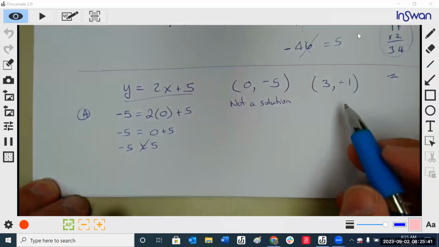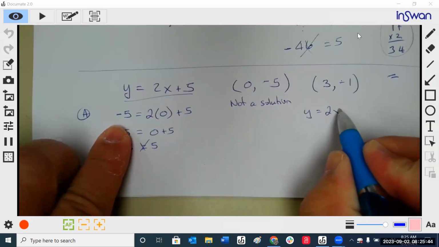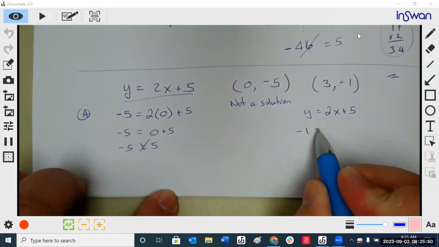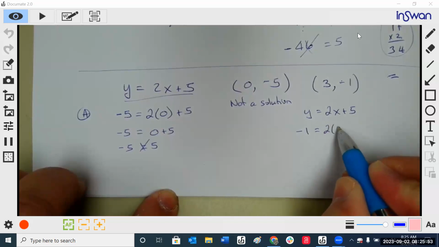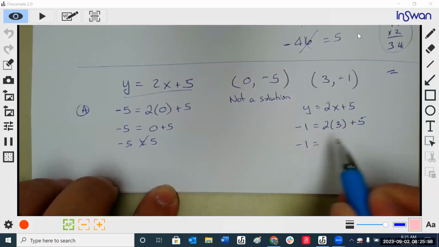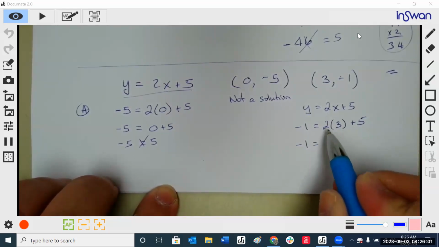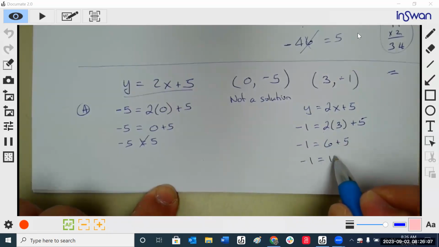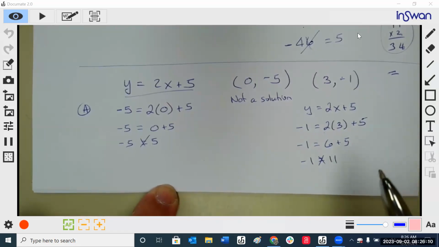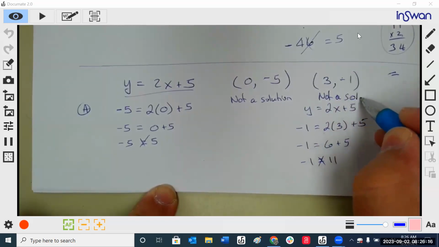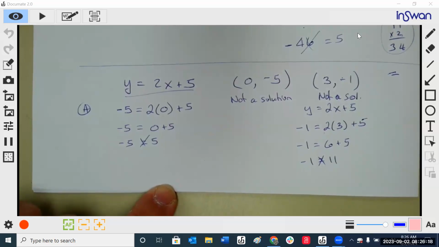So same equation. What's y? And x. Positive times positive is positive. 2 times 3, 6 plus 5. Not a solution either. So that's the way you do it. Yeah, these are pretty small, and we'll build up from there.